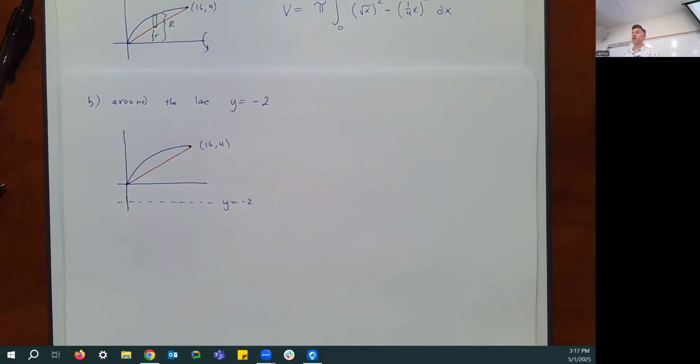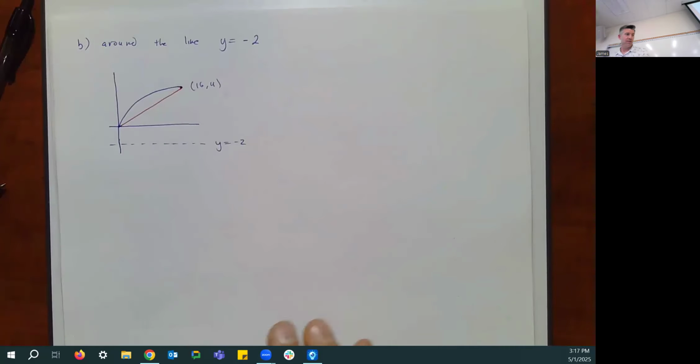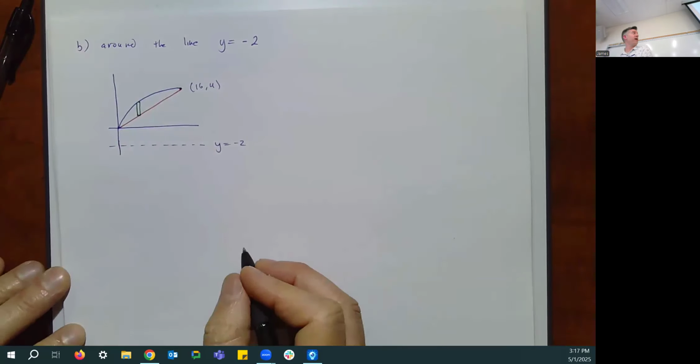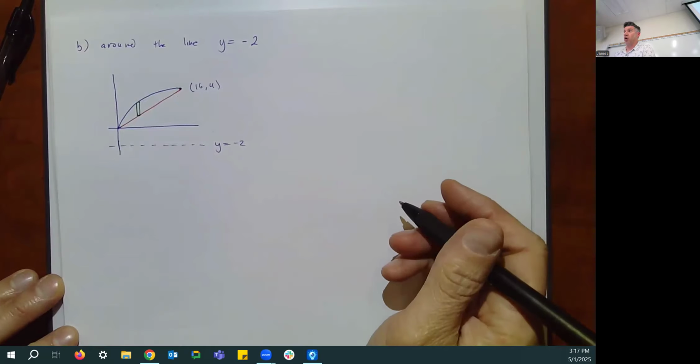So there's my axis of rotation. It's a horizontal line, meaning my strip should still be vertical because my strip should still be perpendicular to my axis of rotation. So now check this out. My radius has gotten bigger.